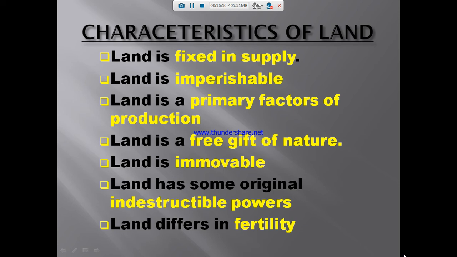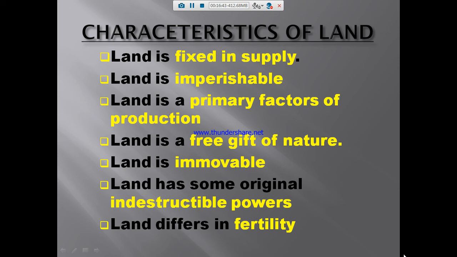Okay, and land is a free gift of nature. Man has to make efforts in order to acquire other factors of production. But to acquire the land, no human efforts are needed. It's not the outcome of human labor. It existed even long before the evolution of man. So man did not produce the land, or make the land. It's a free gift of nature.